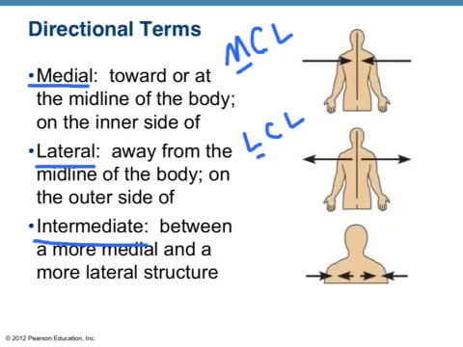So the MCL, the medial collateral ligament, is that ligament that runs on the inner portion toward the midline of the body, the inner portion of the knee, and the LCL is at the outside of the knee joint. The kneecap, roughly, could be intermediate to those two ligaments. So intermediate means between medial and lateral. Like the bridge of your nose would be intermediate to your eyes.